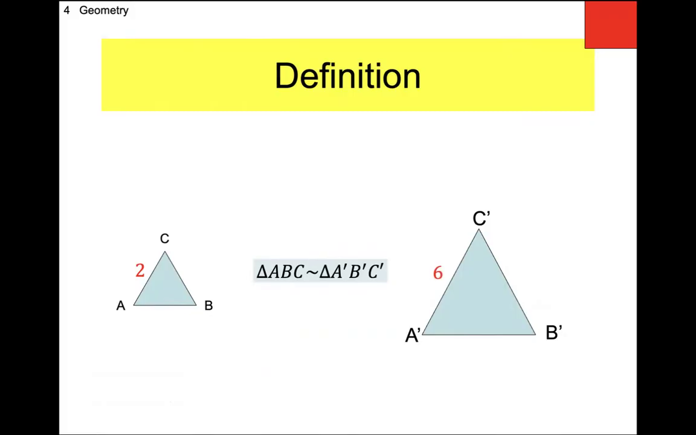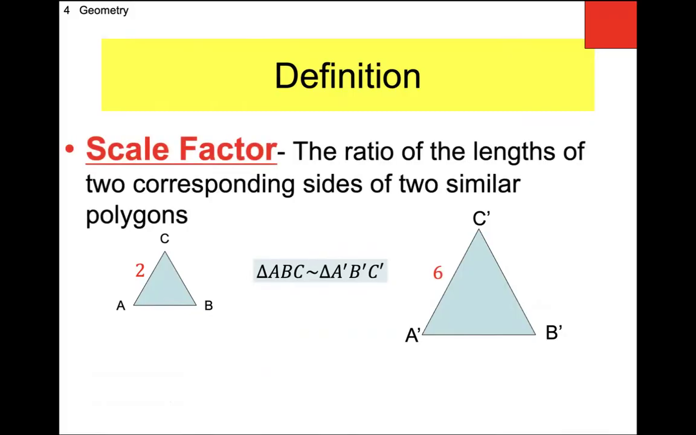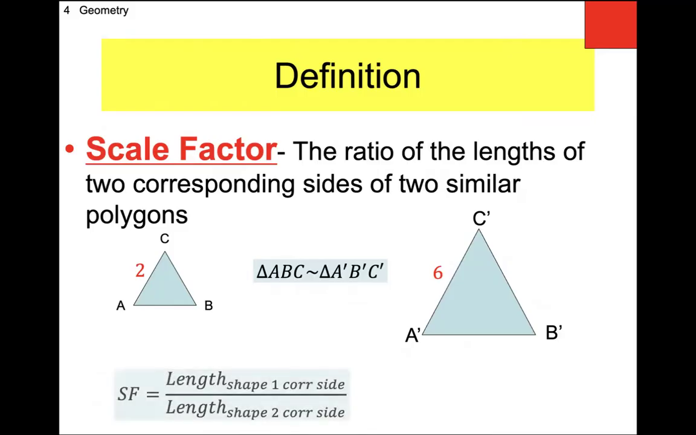We saw this. That was the example I started with. So scale factor is how did you make the small one into the big one? Or how do you make the big one into the small one? That is called the scale factor. And to create a scale factor, you just take one set of corresponding sides and their values, and you write a ratio. So the ratio of the lengths of two corresponding sides, 2 over 6, right?